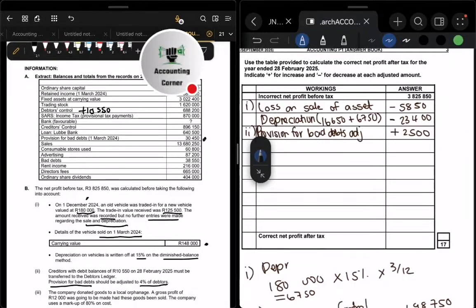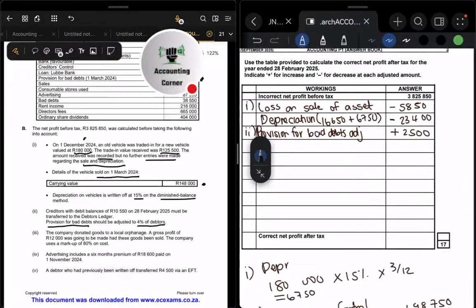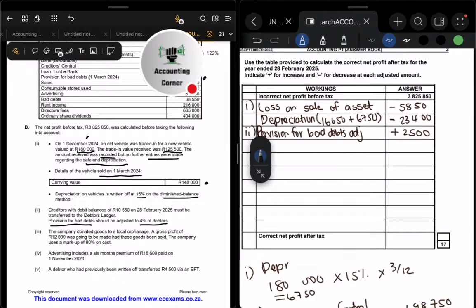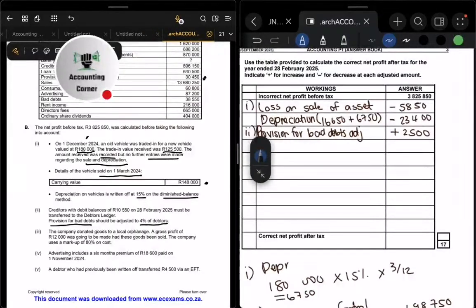Okay, next adjustment. It says the company donated goods to a local orphanage. Gross profit of 12,000 was going to be made had these goods been sold. The company uses a markup of 80% on cost. And so now we need to calculate what the donation was.